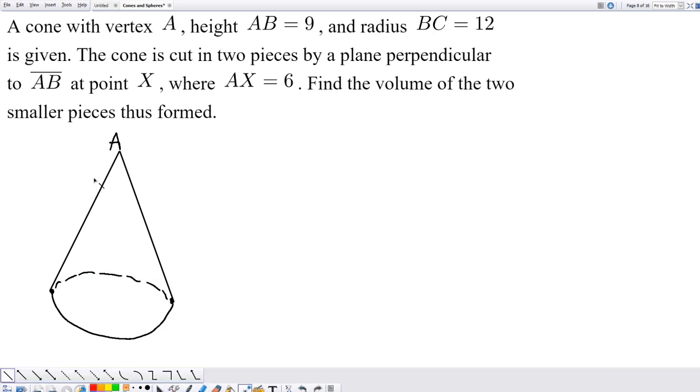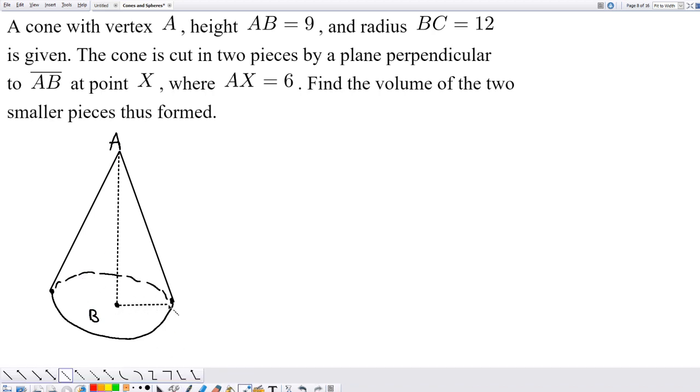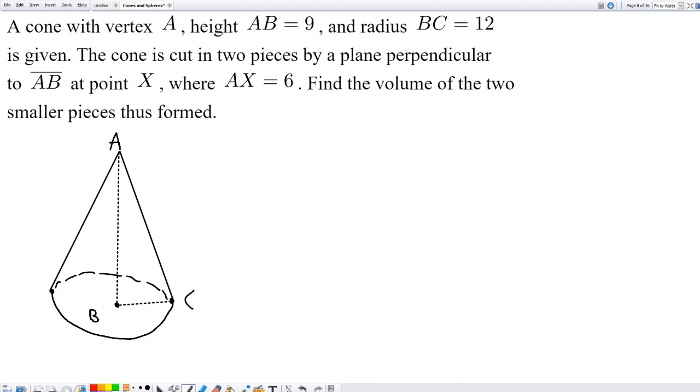Now we know the height AB, so that goes from the top straight down, hitting the middle of the base, so somewhere around there. We're going to call that B. We know that has a length of 9, and the radius BC, which would be somewhere there, has a length of 12. And this is forming a 90-degree angle.